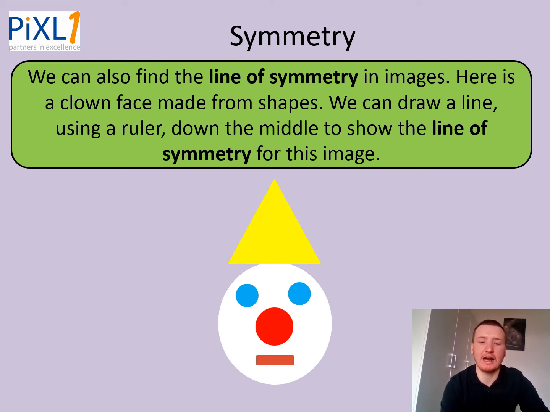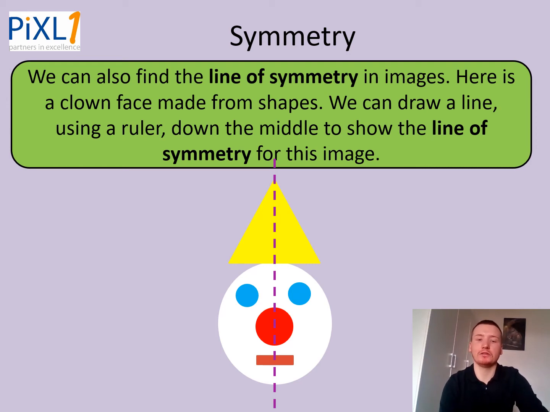So let's have a go. I'm going to draw my line perfectly down the middle. If I was to fold that clown in half, it would have a line of symmetry straight down the middle. So it does have one line of symmetry, but it is always important to check other ways before we come up with an answer that quick. Same with any maths question, it's important to double check your answer.